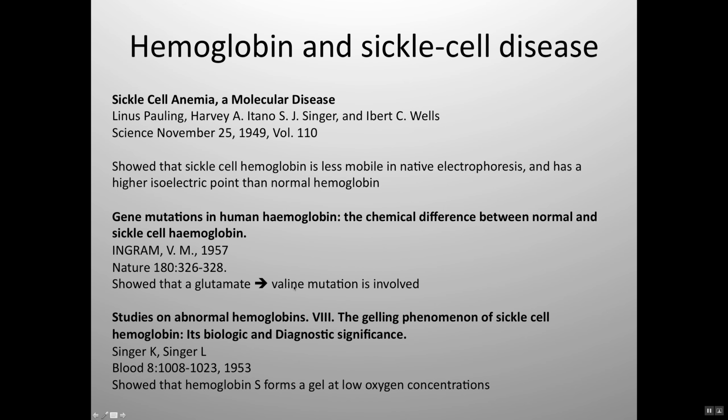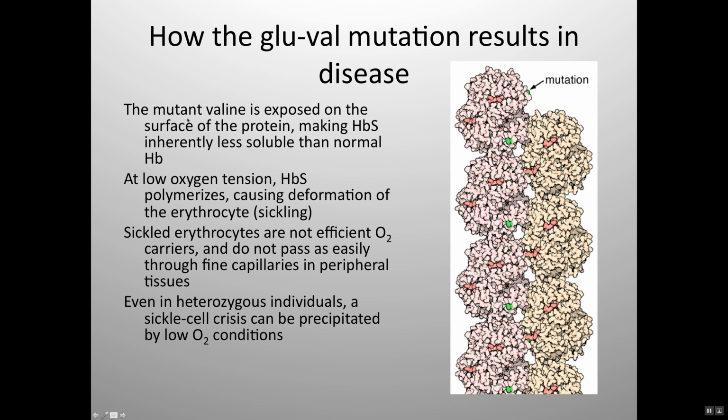And what happens as a result of this mutation? This mutant valine is actually exposed on the surface of the protein. So sickle cell hemoglobin is inherently less soluble than normal hemoglobin. That is, replacing that glutamic acid, which can form hydrogen bonds, with a valine makes this protein less soluble.